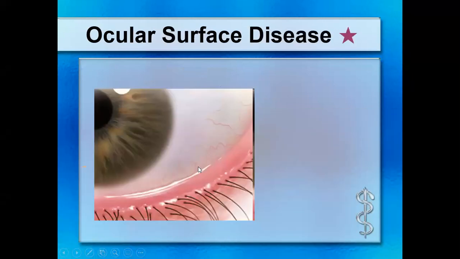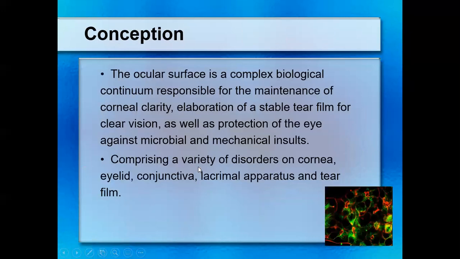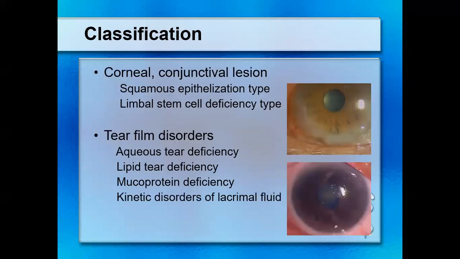Okay. Now let's start with the ocular surface diseases. Basically, it's a complex of disorders that occur due to a problem anywhere in the eyelid, conjunctiva, lacrimal apparatus, or tear film.